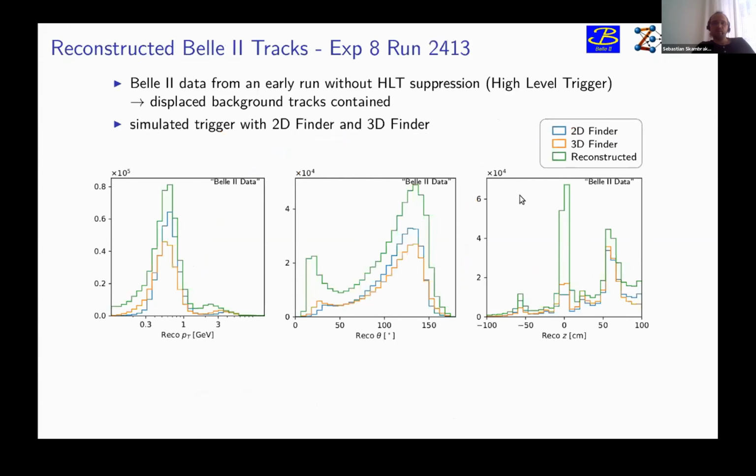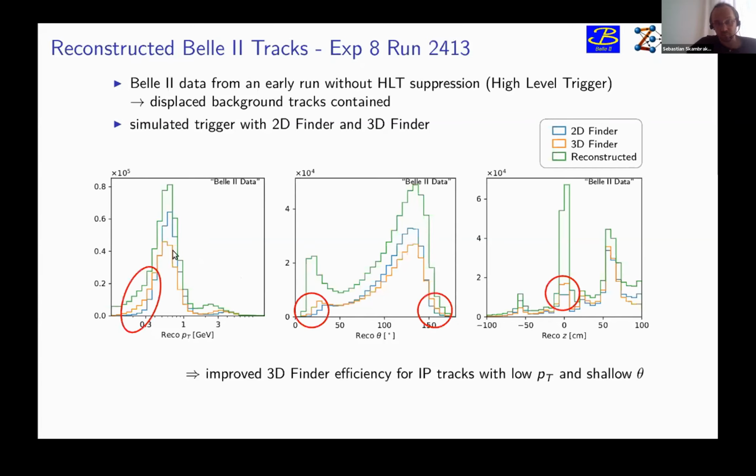Okay, then I come here to the last plots with some real data from Belle 2, some very early data. And the green curve is the reconstructed tracks, and in orange and blue, again, the 3D finder in orange, the 2D finder in blue. So the finders are simulated using real data as input. And you see a similar efficiency improvement here now in the low pT region. And the same is true for the forward and backward region.